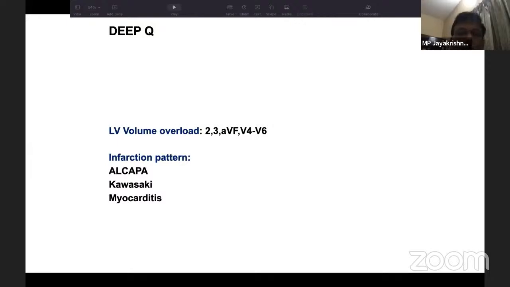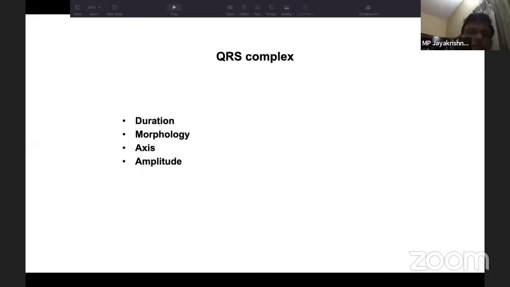If deep Q waves are there in the inferior leads 2, 3, AVF and the left leads, that is lateral leads, that may indicate a left ventricular volume overload. And again, deep Q waves indicate infarction pattern. Like you might have heard of infarction pattern in adults. ALCAPA is one situation where you can get myocardial infarction in children. Anomalous left coronary artery from pulmonary artery. Kawasaki disease is another condition which can cause ischemia and infarction also sometimes. Myocarditis also that can be. So deep Q waves are important. We'll come to that again when we talk about the case scenarios later.